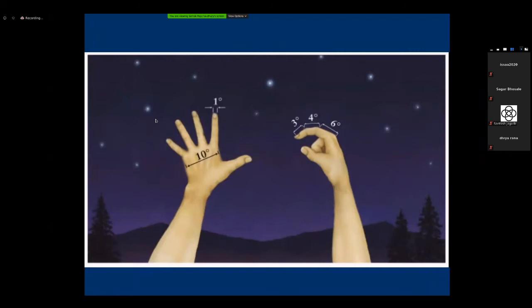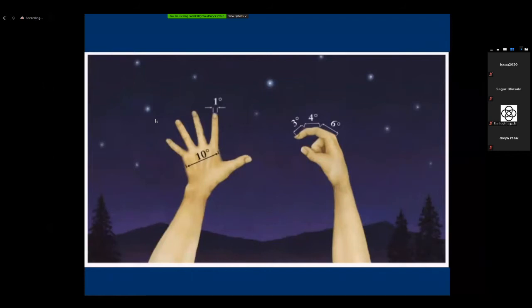And your palm would be about 10 degrees, right? So that gives you an idea of when we say something is so many degrees away from something else, exactly. You could do this without any equipment. You could look in the sky and find something with respect to another thing. And this is what people have been doing for a long time.